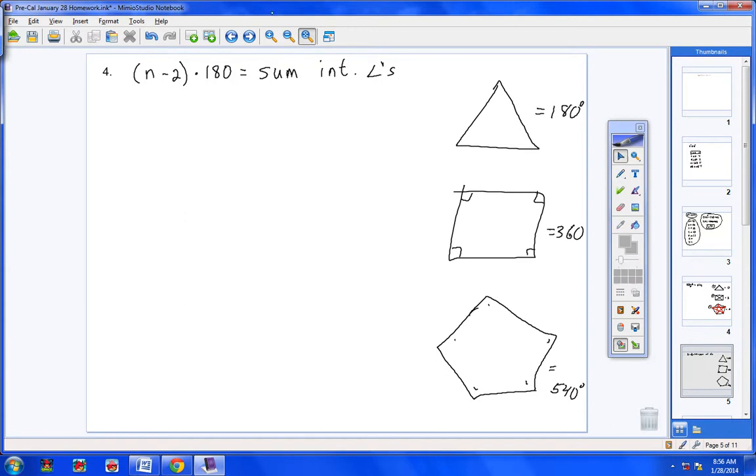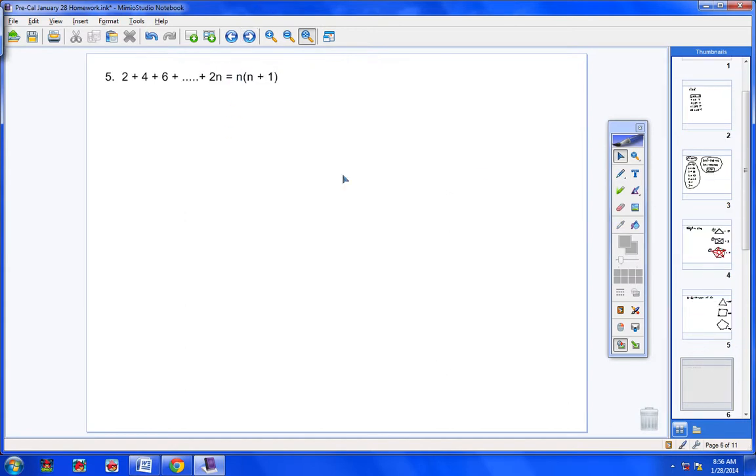So here we go. Let's take a look at number 5. All right, they want us to prove this expression. Now, first of all, I'm going to quickly check the nth term. I'm going to put a 1 in, I get out 2. Put a 2 in, I get out 4. Put a 3 in, I get out 6.